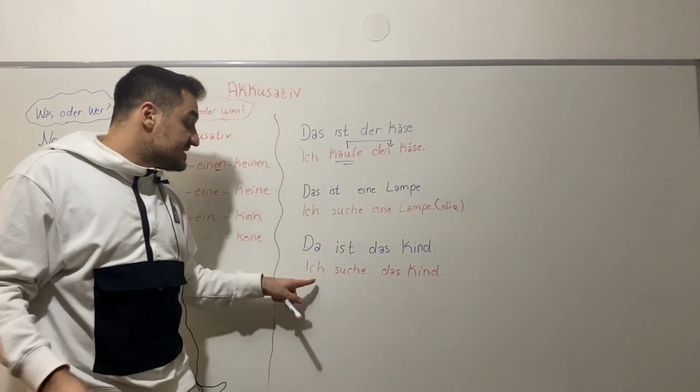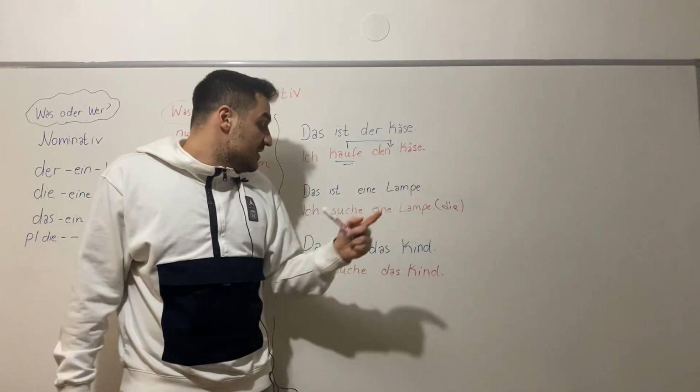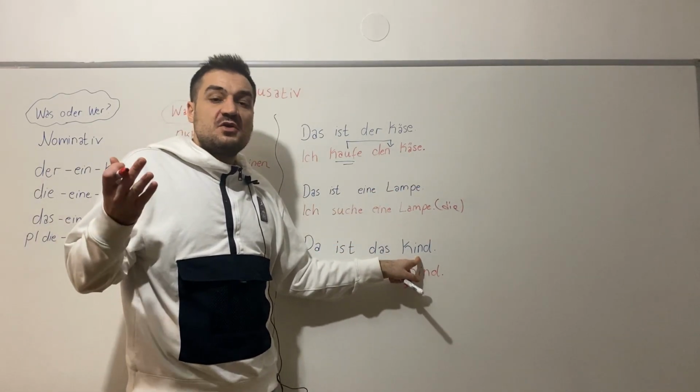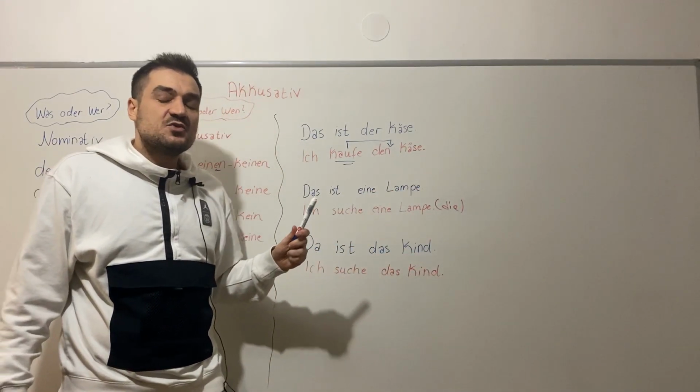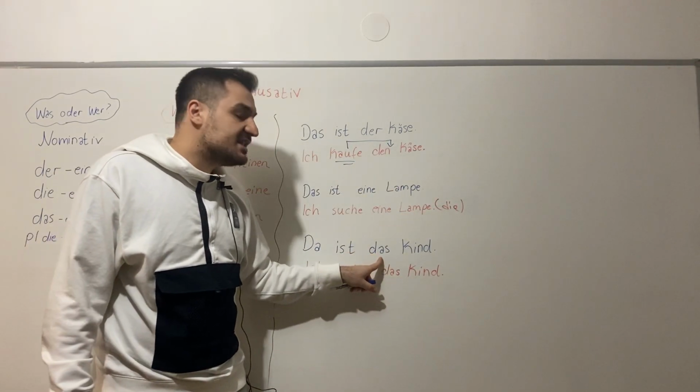Here in the third example, we can see, da ist das Kind. There is the child. There is no action. You only describe the child and you are saying, there is the child. It's in the nominative case. And the child's article is das.